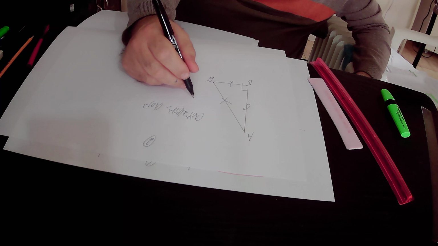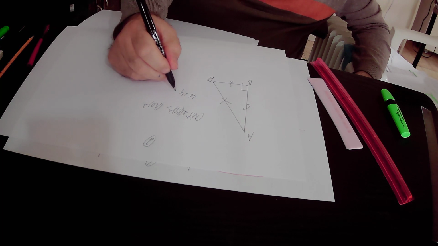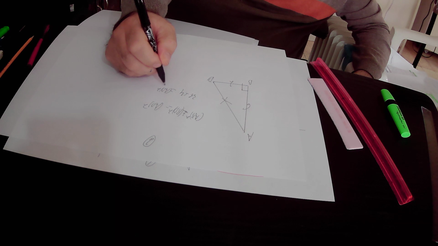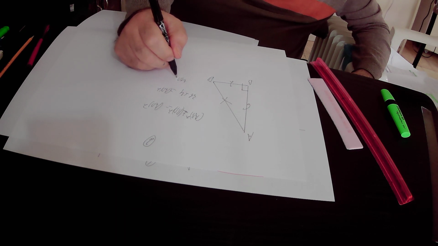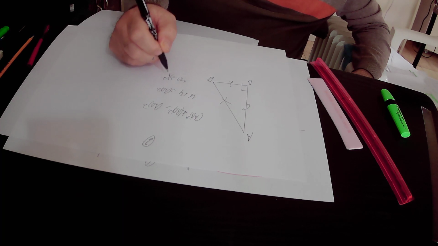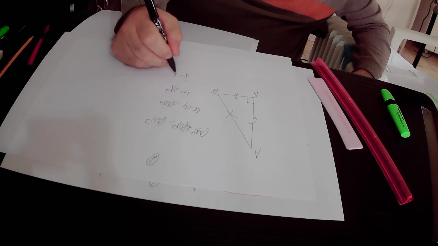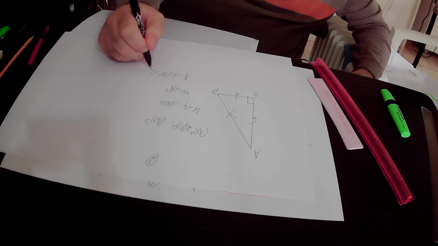AB is 6, so AB squared is 36, plus BD is 2, so BD squared is 4, equals AD squared. So 36 plus 4 is 40. It is equal to AD squared, that is x squared. So x squared equals 40. Therefore, x will be equal to either 2 times root of 10 units, or in terms of numbers, it is equal to 6.32 units.